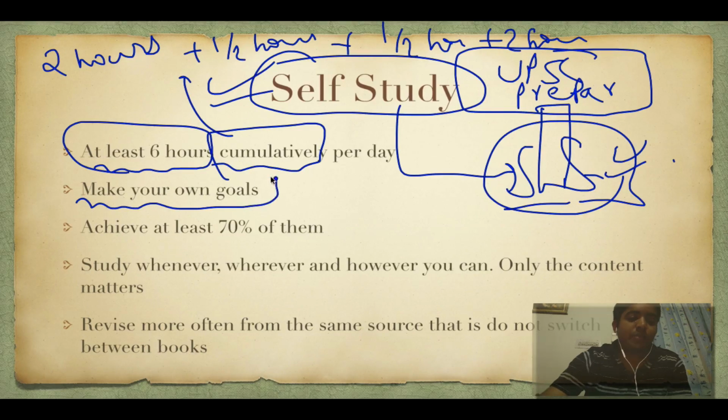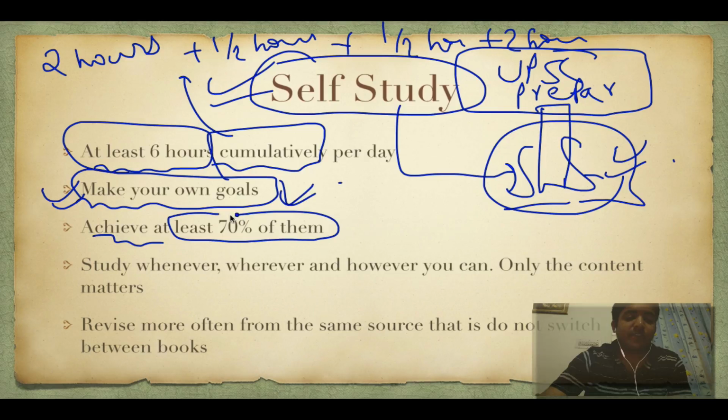Then you have to make your own goals. Please make sure you make your own goals, because other coaching centers will be making goals for you. They assume that you are average in everything, but we know the reality is not so. We might be knowing something better, we might be knowing something not so good. So you have to make your own goals, and you have to make sure that you achieve at least 70% of them.